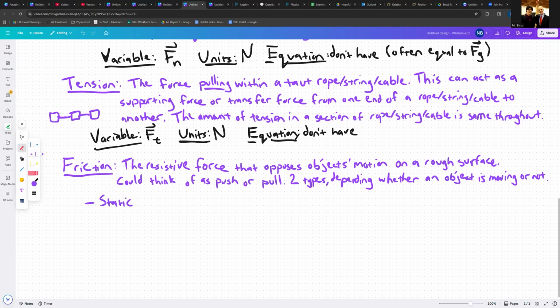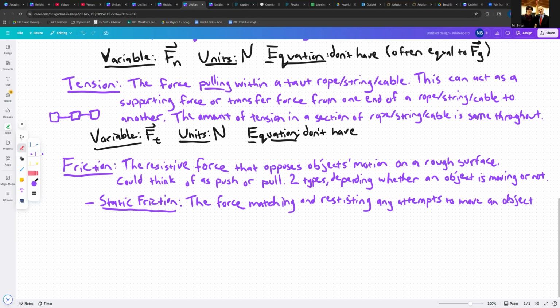Static, of course, is the word that means not moving. If something's static, it's still, it's not moving. So static friction is when an object is not in motion. This is the force that first of all is going to be matching and resisting any attempts to move an object that is stationary on a rough surface. Now, even ice has some friction. We wouldn't call ice rough, generally speaking, but there's some amount of friction on almost every surface. But if something is stationary, like on your floor, on your carpet, or even tile, tile is smoother, but it has some amount of friction.